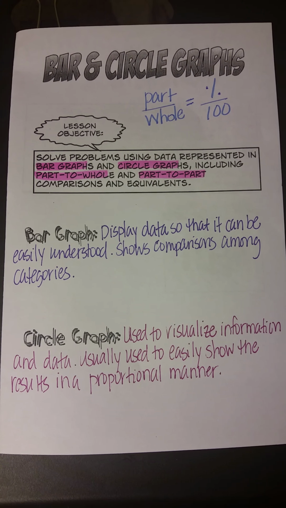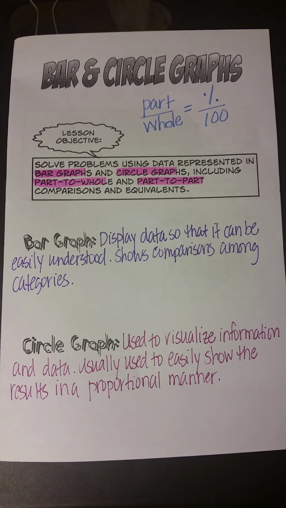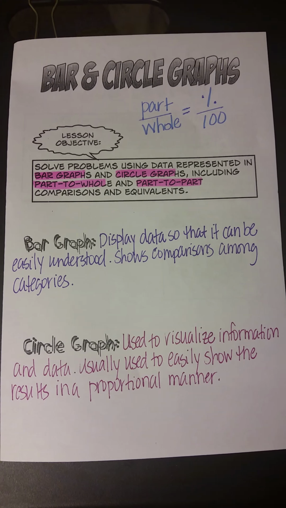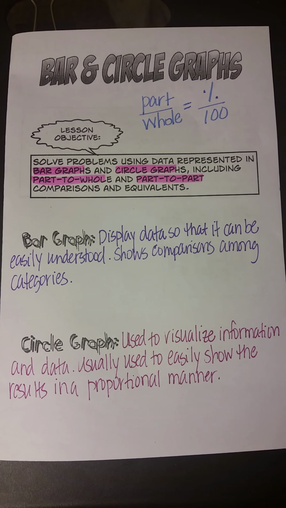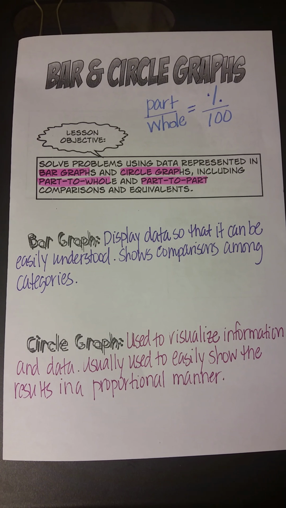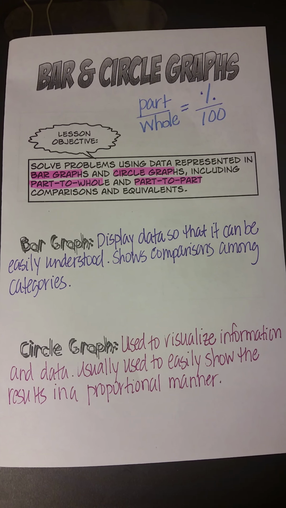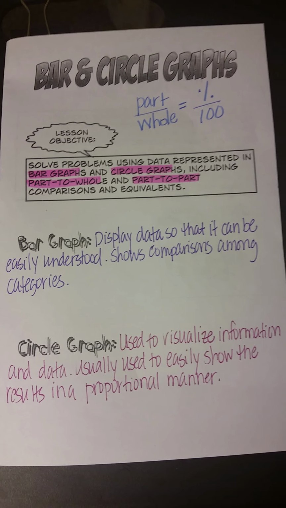A bar graph is a display graph. Bar graphs display data so that it can be easily understood. It shows comparisons among categories. So anytime you have categorical information, you can always use a bar graph to represent that. And bar graphs usually have rectangles for their bars.